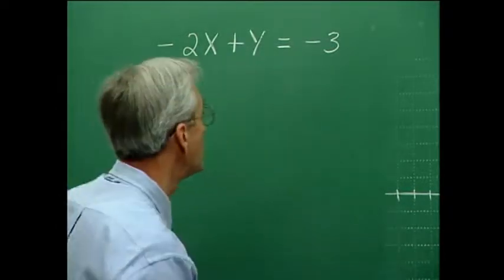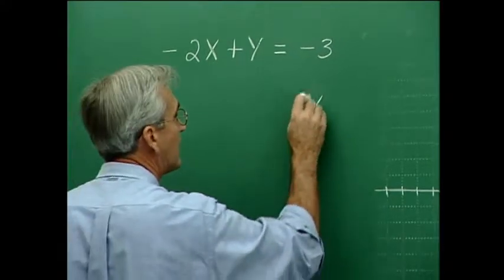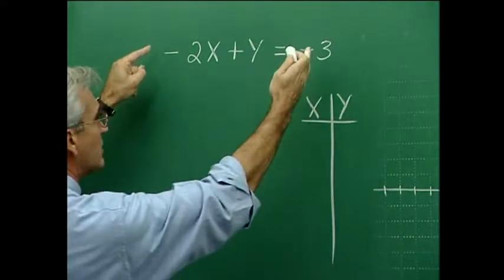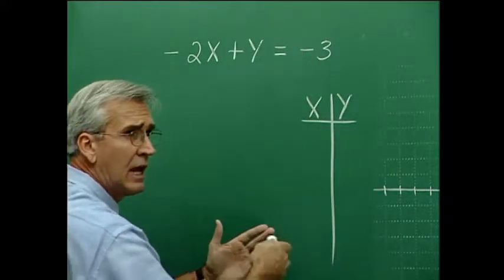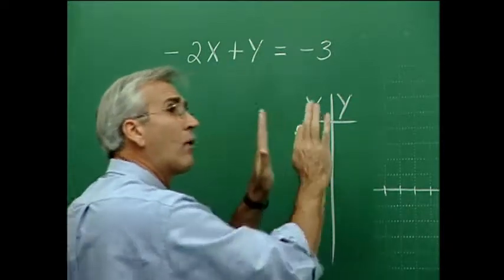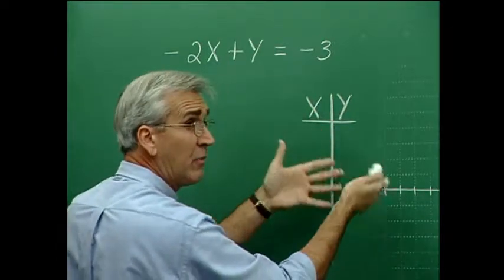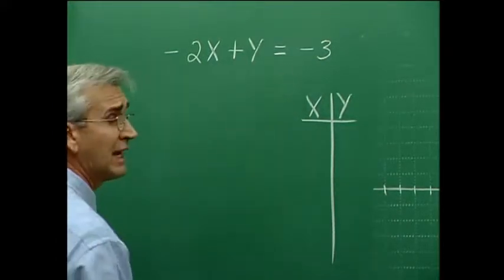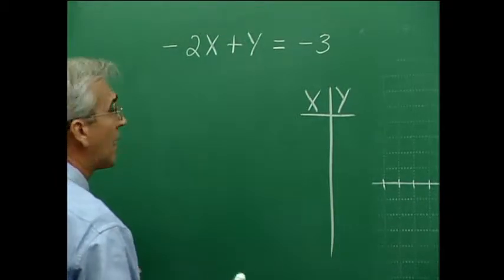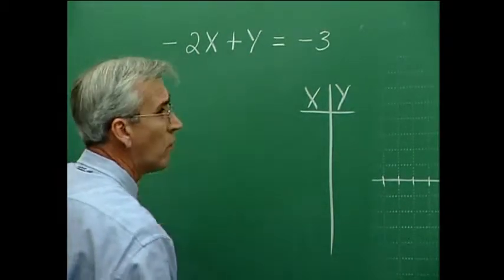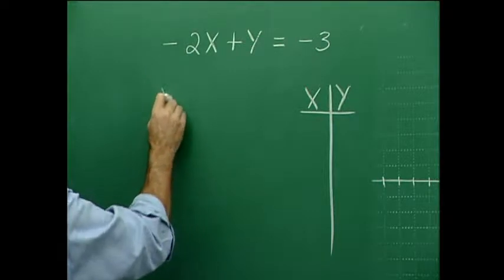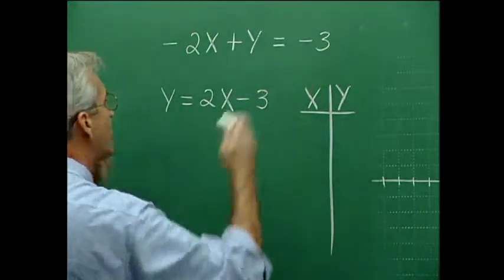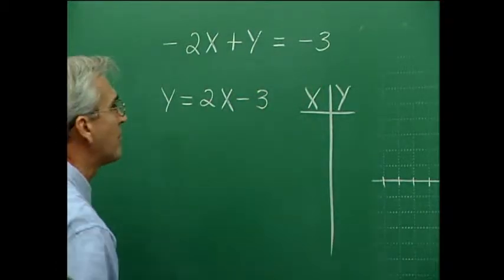Now, to find the solution points, we make a table of values like this, a table of x and y values that solve this, and we set up the table like this, and we select at random values for one of the letters, and then we solve for the other one in the equation. Now, an easy way to do that is to take the equation and solve it for one letter or the other. This equation is pretty easy to solve for y. If I add 2x on both sides, I have y equals 2x minus 3. Now I can use this version of the equation to complete my table of values.